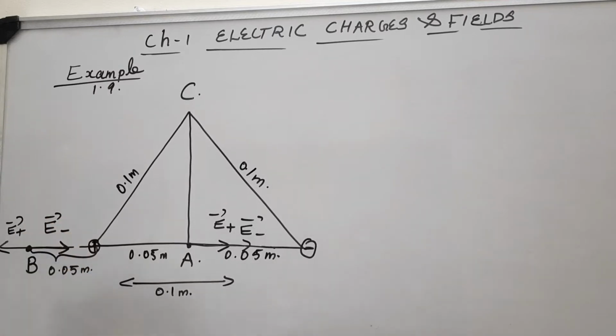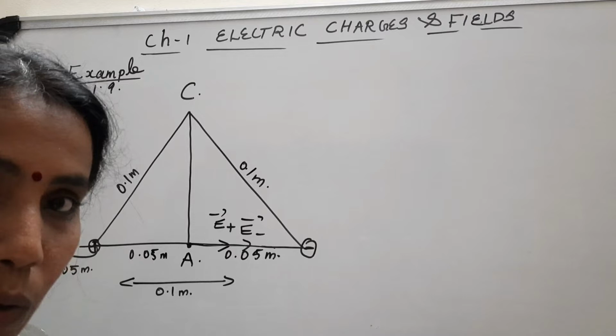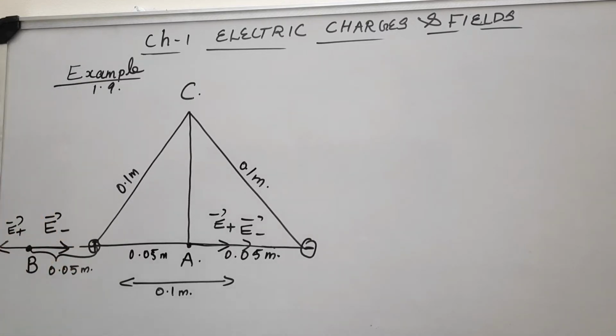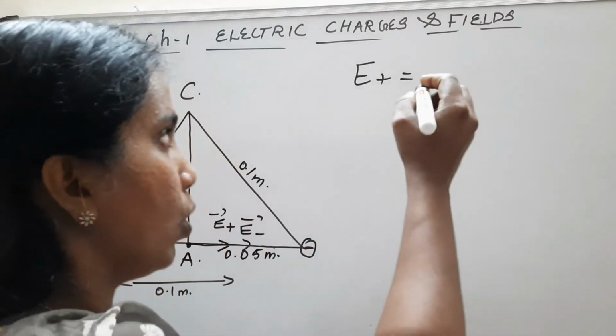So here E plus and E minus are in opposite directions. So we can find the magnitudes and just subtract. That's enough. When the vectors are acting along the same line, whether in the same direction or opposite direction, it is very easy to add them. In this case, we need to find which one is more in magnitude, then accordingly subtract.